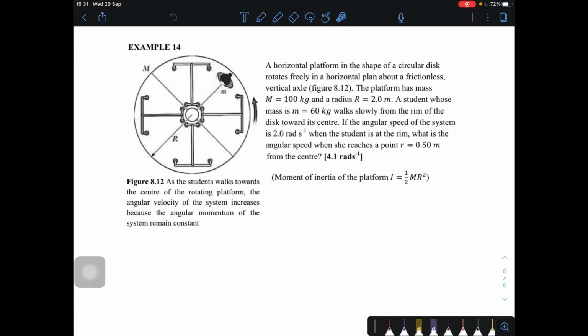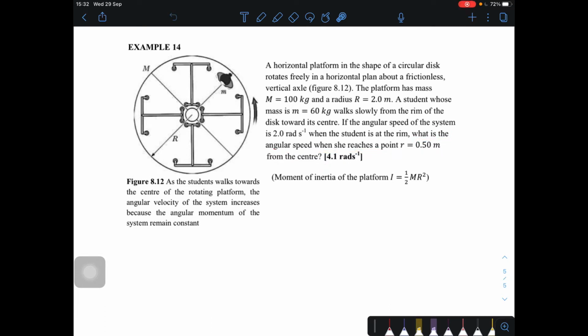Okay, now let us look at example 14. A horizontal platform in the shape of a circular disc rotates freely in a horizontal plane about a frictionless vertical axle. The platform has mass 100 kg and radius 2 meter. A student whose mass is 60 kg walks slowly from the rim of the disc toward its center. If the angular speed of the system is 2 radian per second when the student is at the rim, what is the angular speed when she reaches a point 0.5 meter from the center?